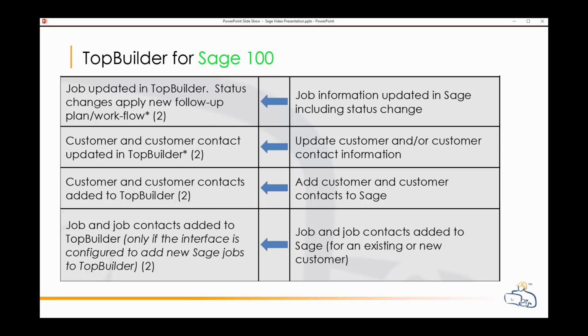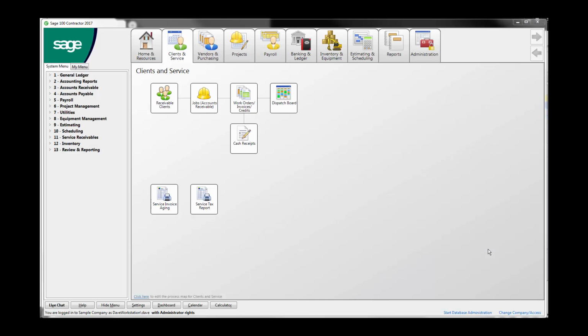Now this is all very important because the reporting within TopBuilder, which includes the financial reports, the analytics, the performance reports, and the dashboards, are all driven off of those financials within Sage, and they're up to date at all times. Now let's see this live within Sage Contractor 100.